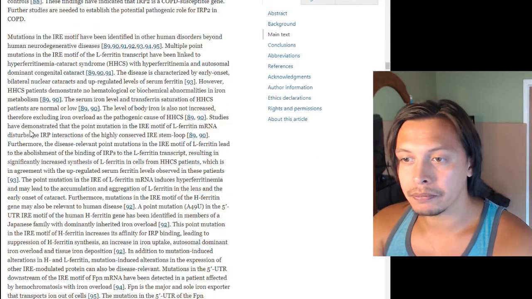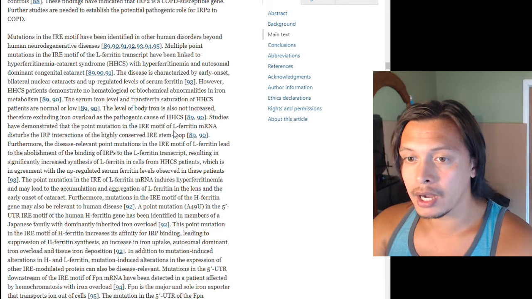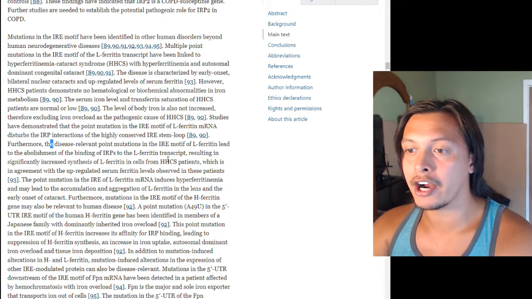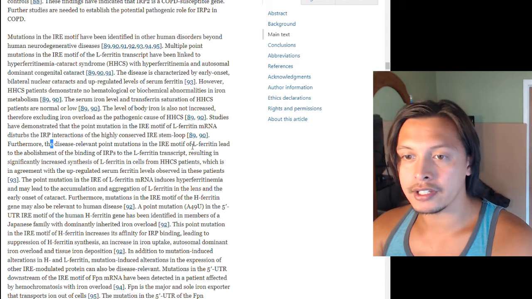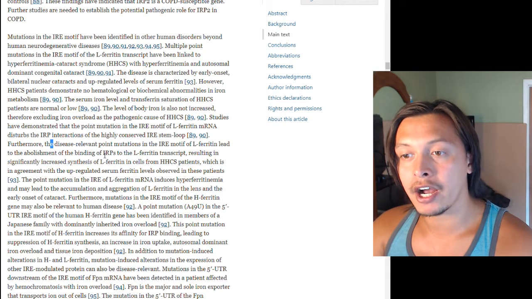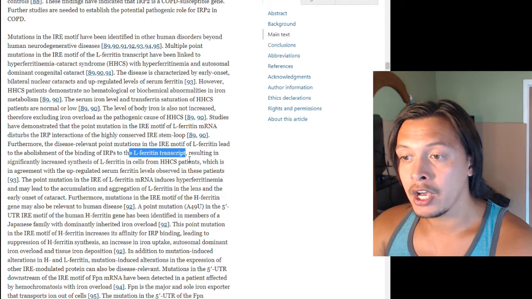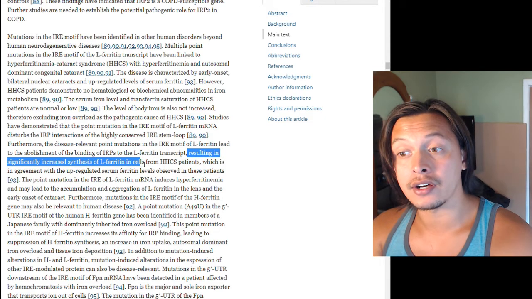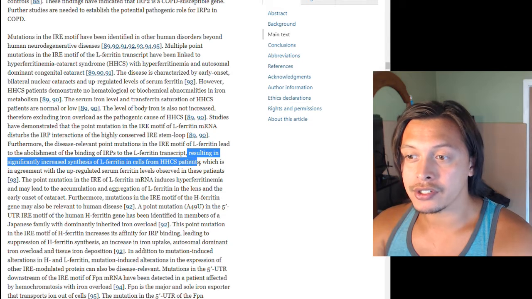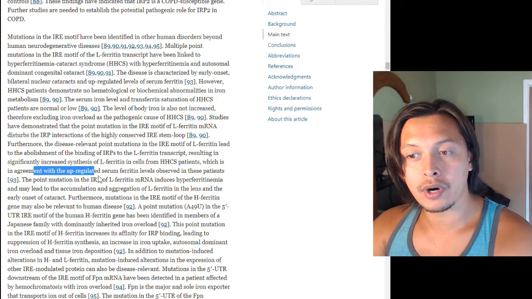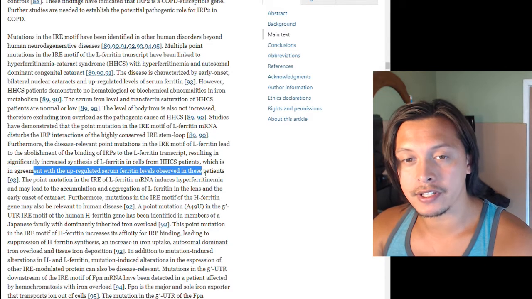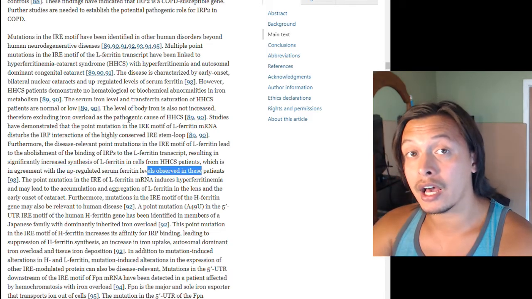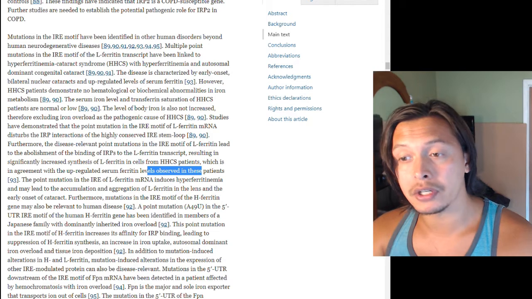So furthermore, the disease relevant point mutations in the IRE motif of L-ferritin lead to the abolishment of the binding of IRPs to the L-ferritin transcript, resulting in significantly increased synthesis of L-ferritin in cells from HHCH patients, which is in agreement with the upregulated serum ferritin levels observed in these patients. So we see it in their blood that they are producing a lot more ferritin than they normally would.